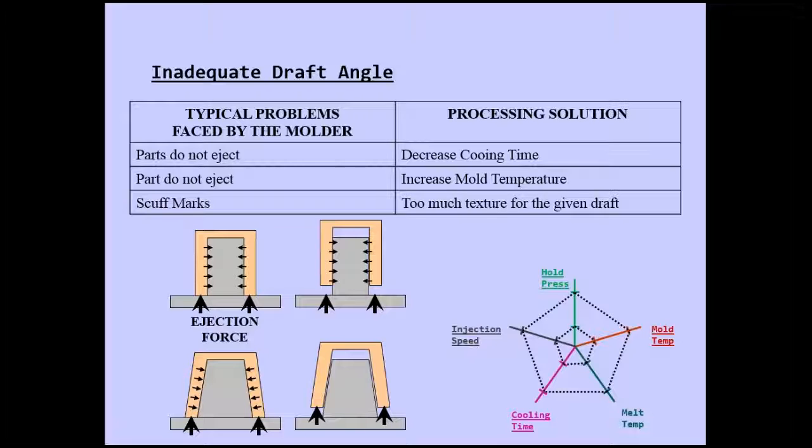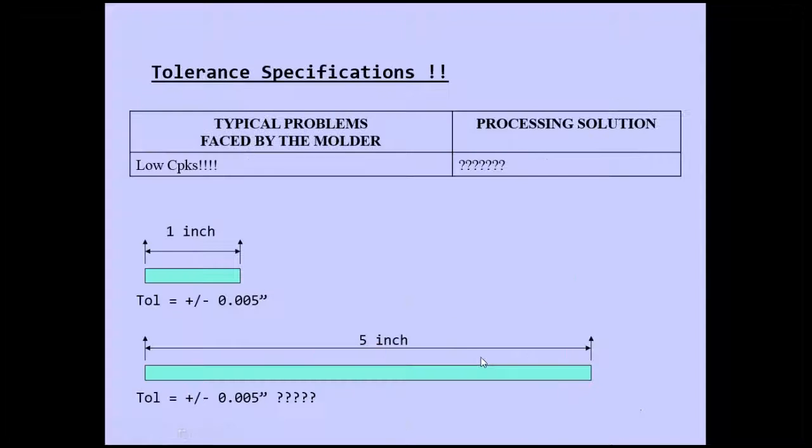So like I said, the molder will decrease the cooling time. If the part still doesn't eject, they will increase the mold temperature. Increasing the mold temperature means the part doesn't shrink as much, and if it doesn't shrink as much, again, you can eject it faster. But like I said, you're going outside your process control limits, and once you start going out of there, you start having issues with dimensions and therefore with capability. Okay, so that's not good.